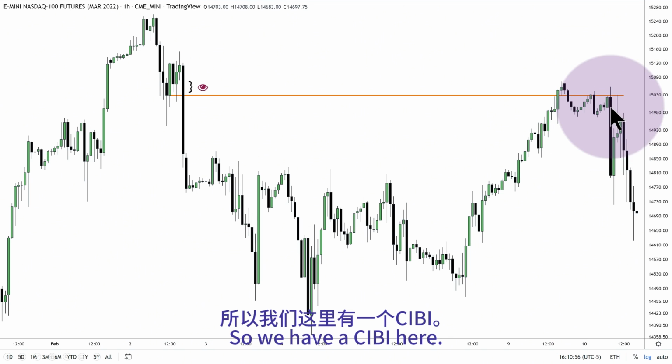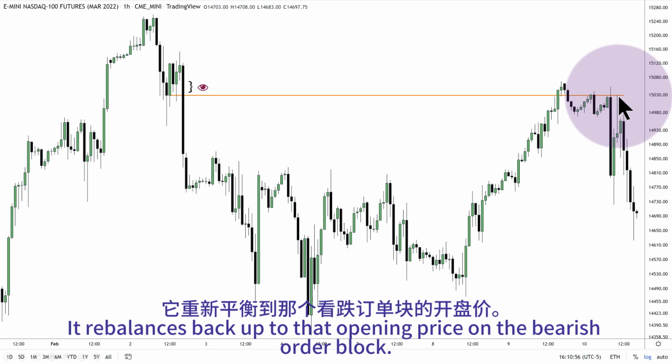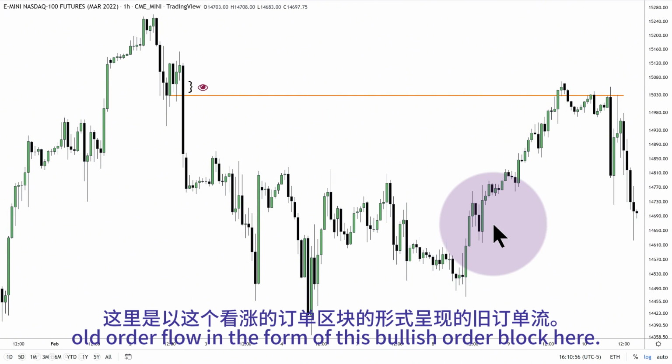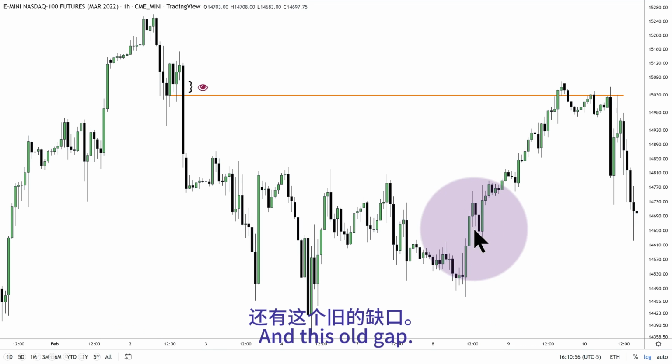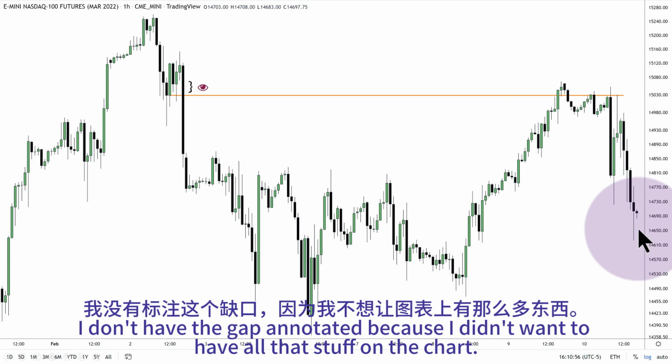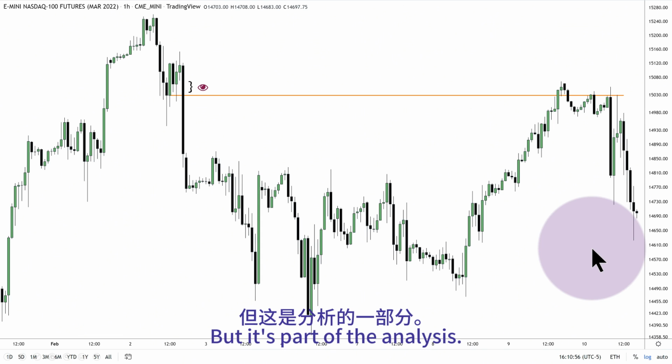So we have a SIBI here. It rebalances back up to that opening price on the bearish order block. Right there. Hits it, rebalances, then sells off. Attacks the sell side liquidity here. And then we have old order flow in the form of this bullish order block here, and this old gap, which it finally made its way down into. I don't have the gap annotated because I didn't want to have all that stuff on the chart, but it's part of the analysis.